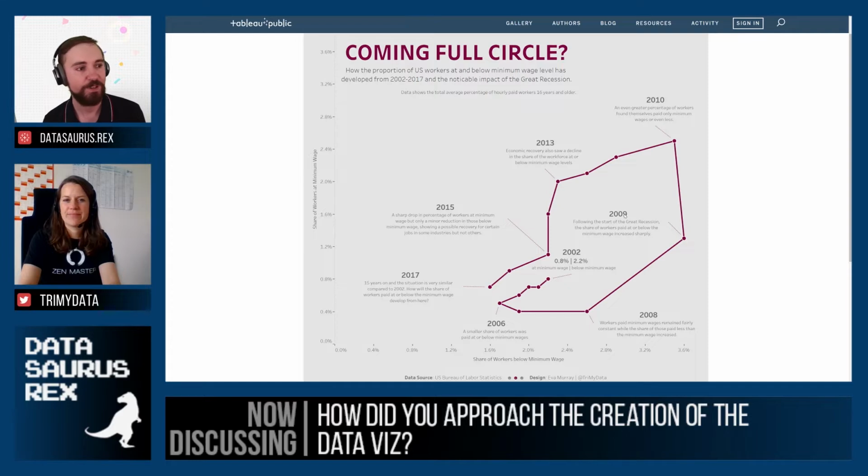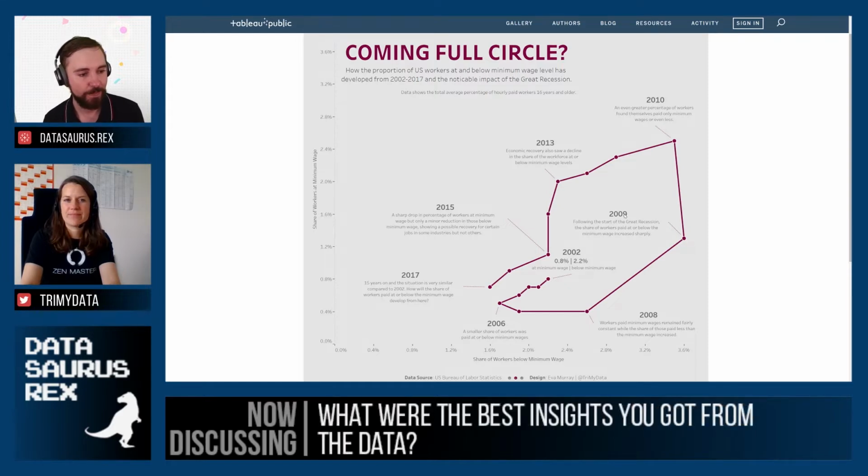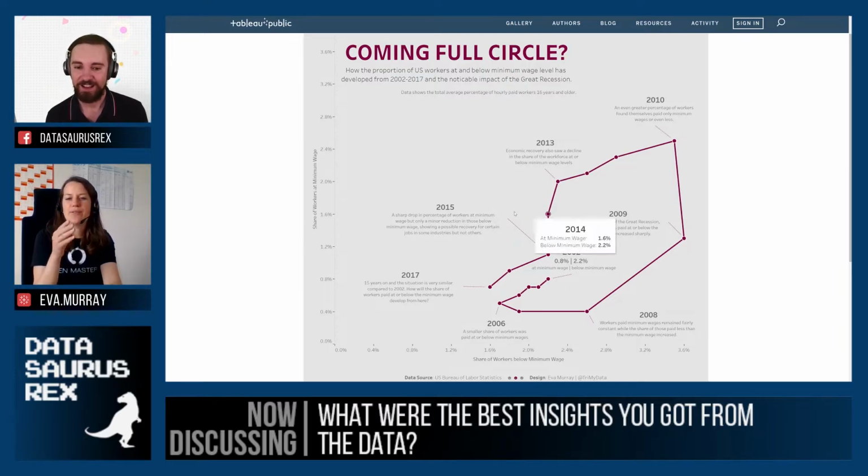But let's move on to the next question, which is, I guess, what was the best insight you got from this data? What was the most oh wow, I can't believe this is a thing, insight you've got? Yeah. I mean, for me, it was that there is some pattern to it, that we are moving in this circular pattern. I didn't expect that. And when I first saw the dots and they weren't connected, I thought, there isn't really a shape here or a relationship.